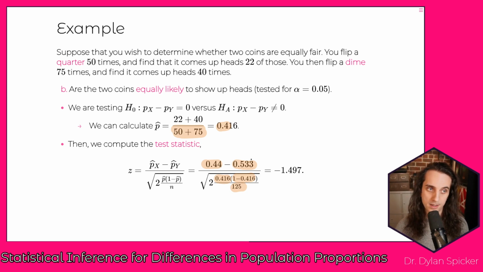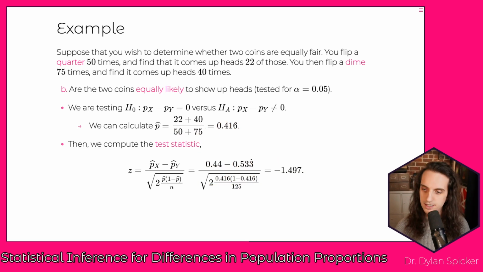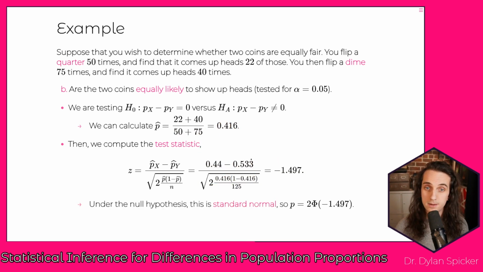Okay, and so by plugging everything into the relevant spots, we get that the test statistic value is negative 1.497. And so if we want to get a p-value out of this, our value is going to come from our normal distribution. The p-value is going to be 2 times the normal distribution evaluated at the value that we want, which in this case is negative 1.497. Okay, and so that's going to be our p-value here.